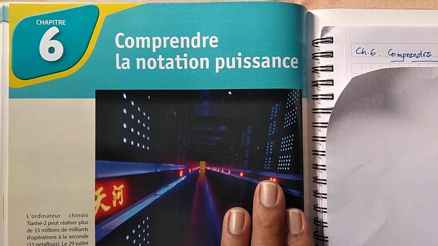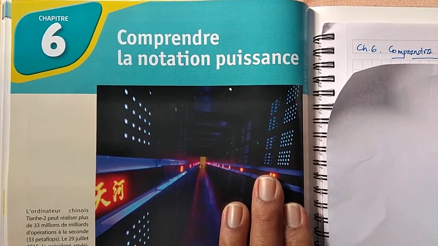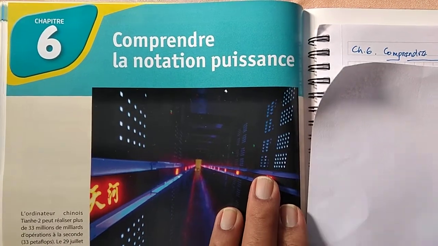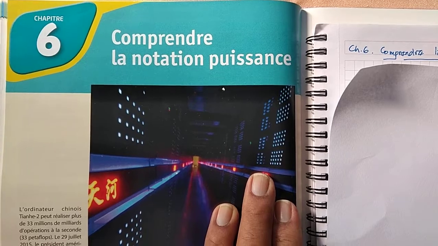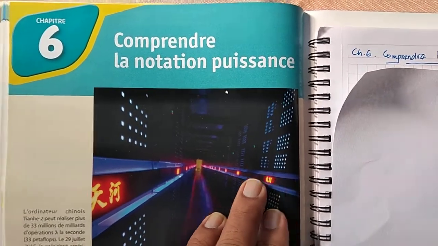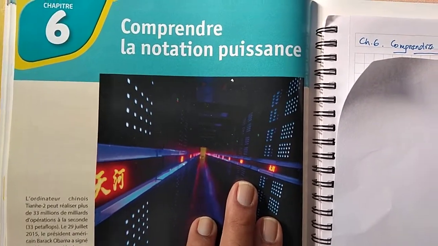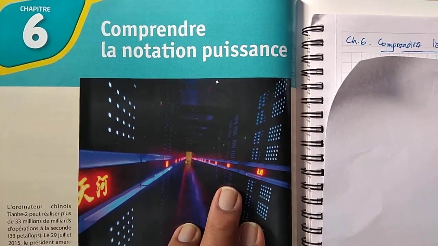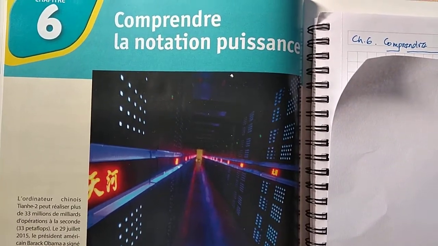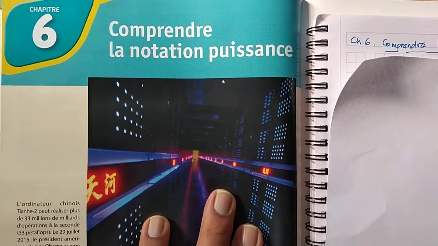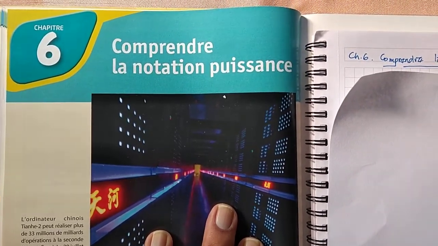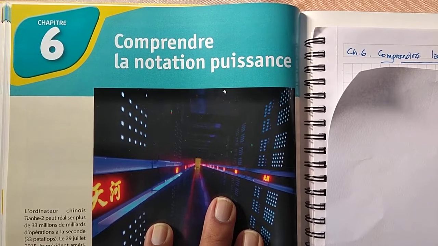Bonjour. Today we start on chapter 6 of Transmath 4. This chapter is called Comprendre la notation puissance. It is in English to understanding the notation of power, raising to a power. You already know this. I again remind you, this is what you should have finished last year. We're just doing the chapters you didn't do in detail last year.